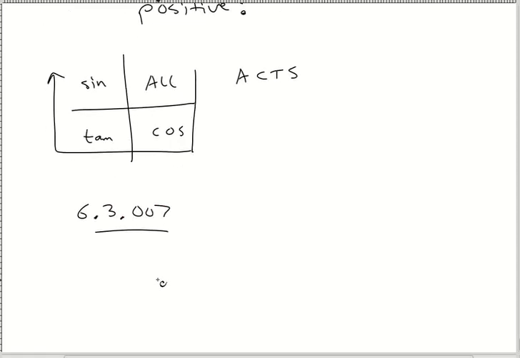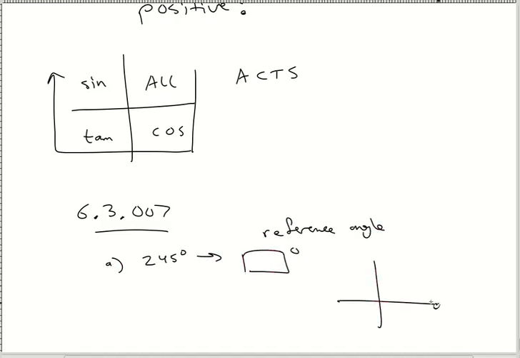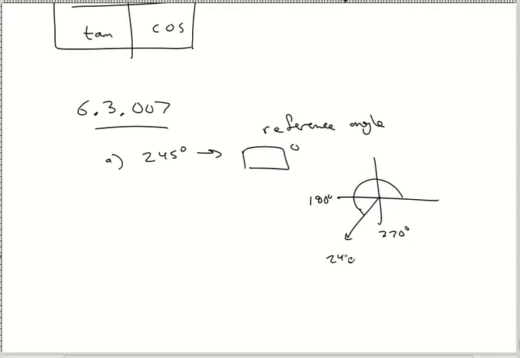6.3.007. Here we go. Part A, 245 degrees, and they want the reference angle. Well, this is 180 degrees, and this is 270 degrees, so 245 is down here somewhere. There's my 245. So then my reference angle will be this amount, the acute angle with the x-axis.